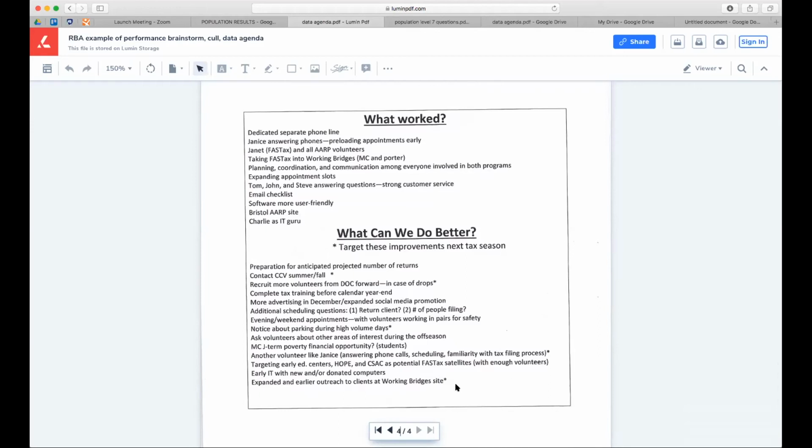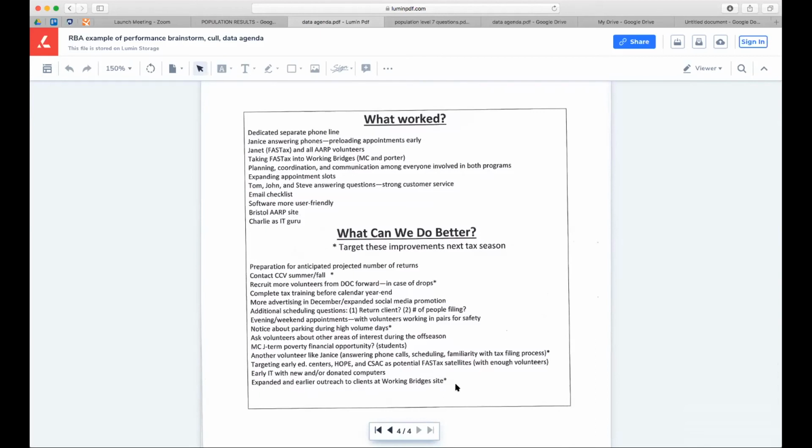And so in that case, we wanted to celebrate what had changed and what we wanted to keep, and then really wanted to come up with improvements for the next tax season. This went in the binder, and as we planned the next tax season, we were able to say, oh yeah, we said we wanted to do that. We did the asterisks talk about which ones we were gonna do. So we didn't do all of them.